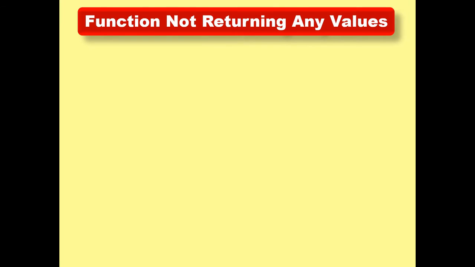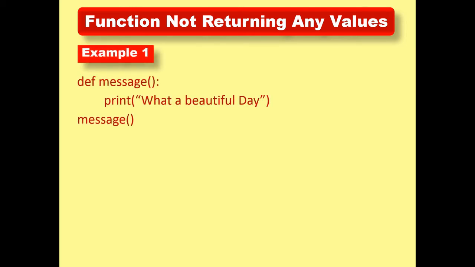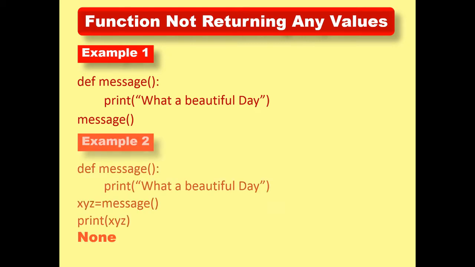Next part is function not returning any values. Example number 1. For example, here it is a simple function, message, and when we call that message function, they will automatically display on the screen what a beautiful day. Next example says, my dear respected students, kindly concentrate. Here is one most important thing in second example.